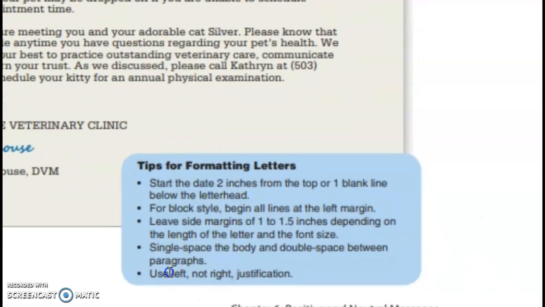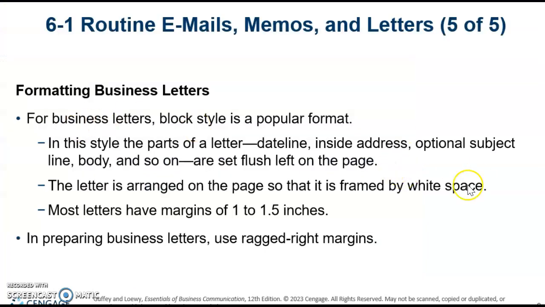It gives you some tips here. Start the date 2 inches from the top or one blank line below the letterhead. Block style, begin all lines at the left margin. Leave your side margins 1 to 1.5 inches. It's really going to depend on the length of the letter and the font size. Single space, like I said, double space between paragraphs, and use left, not right justification. This just mentions everything that I just said. So you want to use ragged right margins, but the left side should be nice and clean.